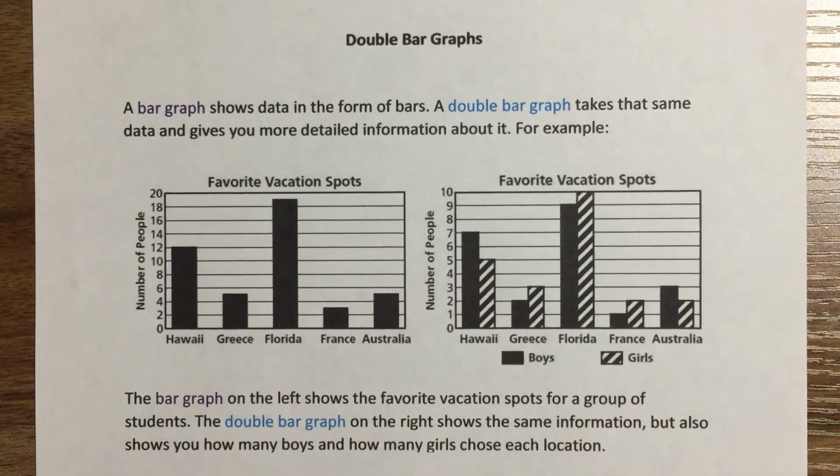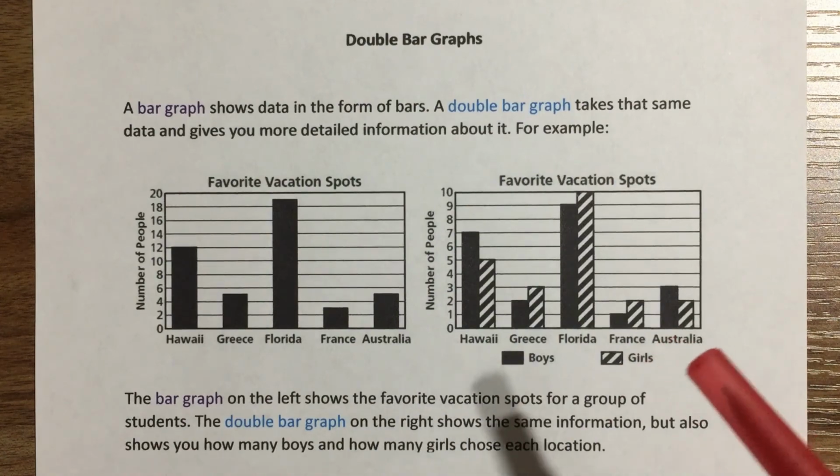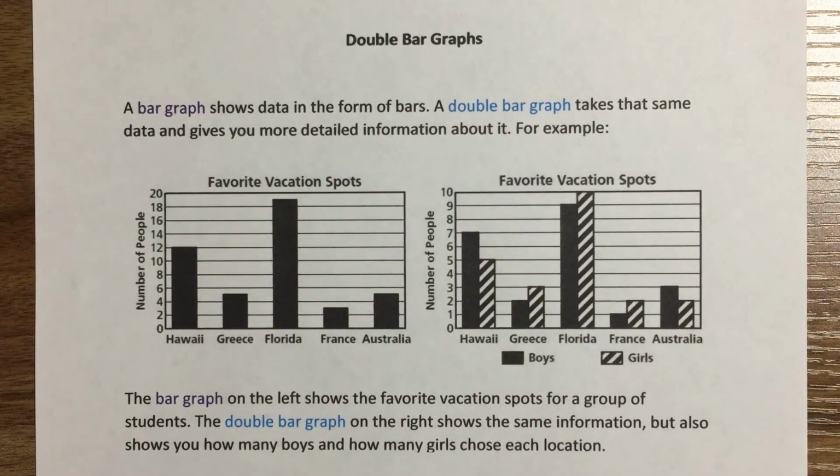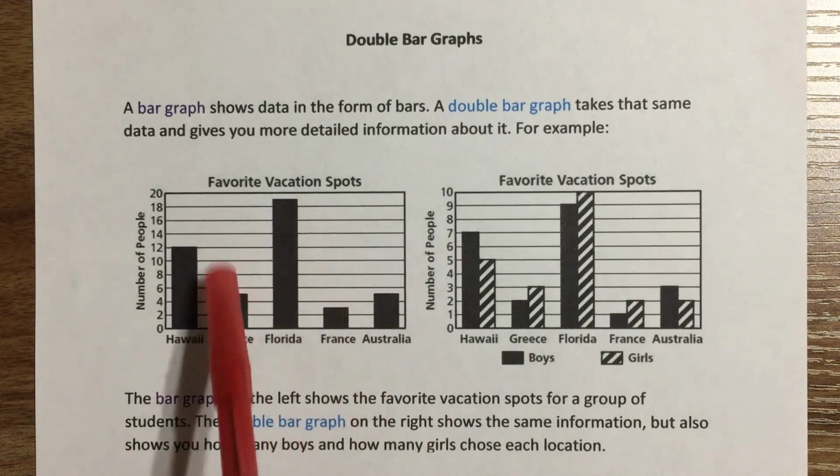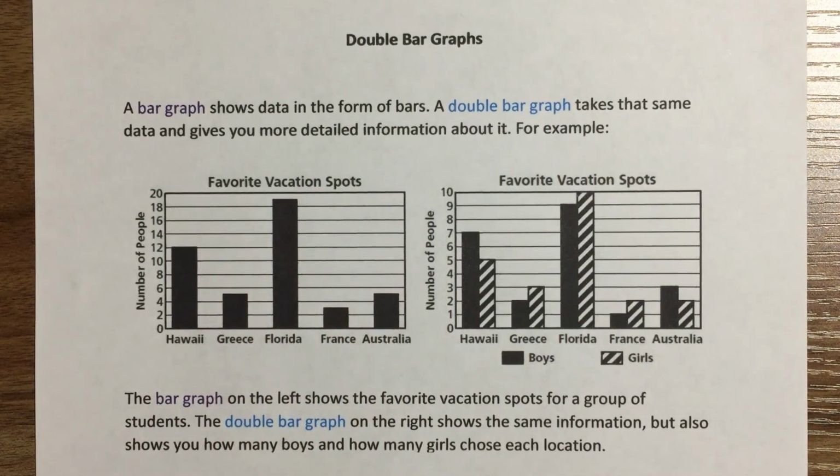Just like any regular bar graph, just to review, we have a pictorial way to show a set of data in a picture. It's going to show you some numbers, information, in a picture. So that's a regular bar graph right there. On the top, we have our title, which tells us what our graph is about: favorite vacation spots.